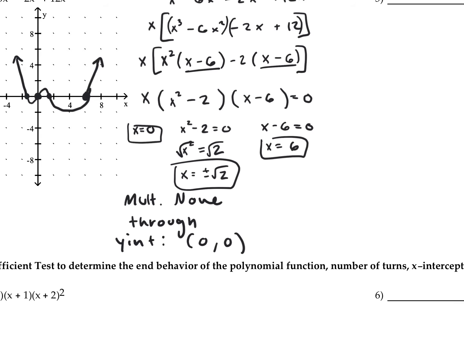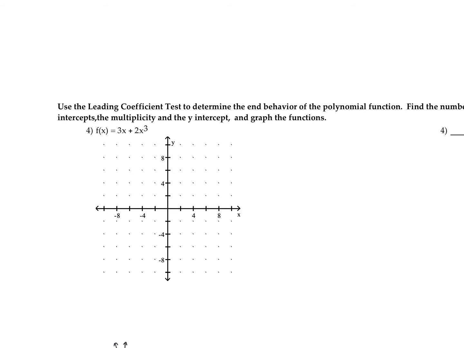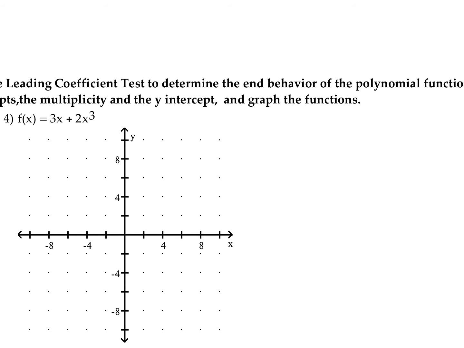On the quiz, number 4. Which term are we looking at to determine our end behavior? 2x cubed. So it's odd, because we're looking at the degree to tell us if it's even or odd, and it's positive. So what's our end behavior going to be? Down and up.